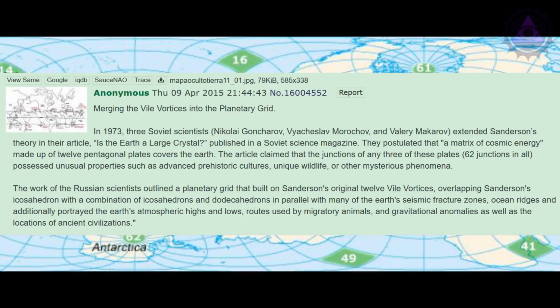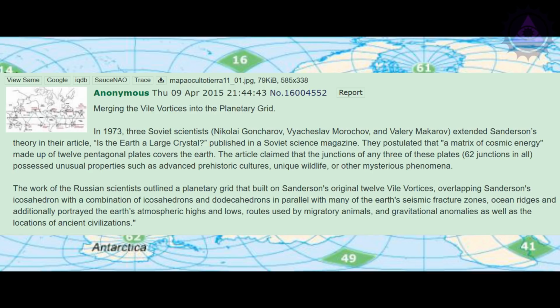Merging the vile vortices into the planetary grid. In 1973, 3 Soviet scientists, Nikolai Goncharov, Vyacheslav Morachev, and Valery Makarov, extended Sanderson's theory in their article, Is the Earth a Large Crystal?, published in a Soviet science magazine. They postulated that a matrix of cosmic energy, made up of 12 pentagonal plates, covers the Earth. The article claimed that the junctions of any 3 of these plates, 62 junctions in all, possessed unusual properties such as advanced prehistoric cultures, unique wildlife, or other mysterious phenomena.